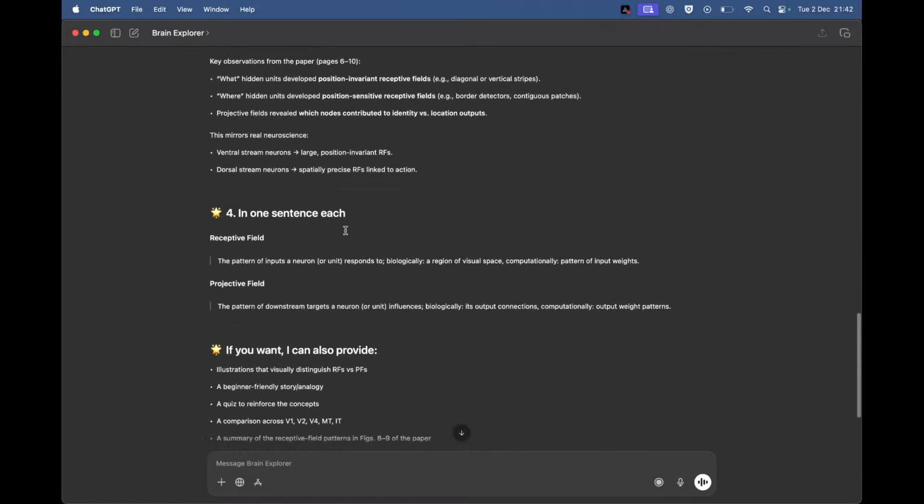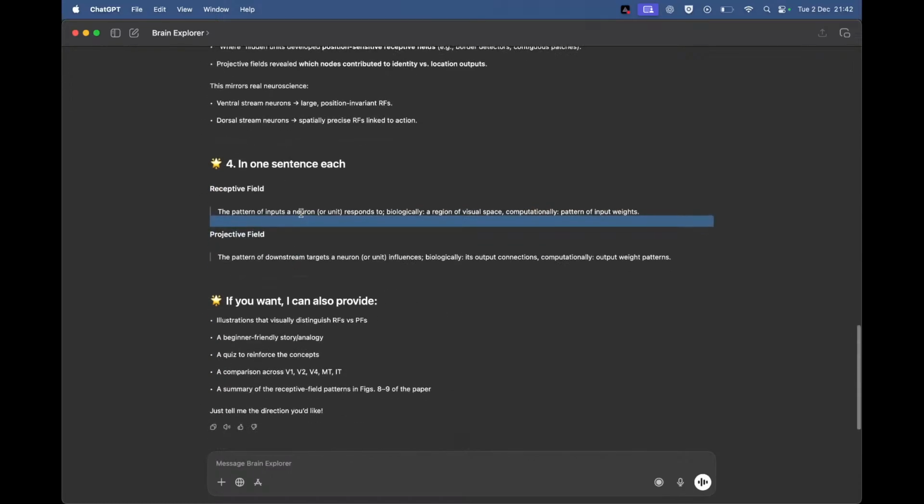Organized in one sentence, just to summarize: the receptive field is the pattern of inputs a neuron or unit responds to, biologically a region of visual space, computationally a pattern of input weights. The projective field is the pattern of downstream targets a neuron or unit influences.